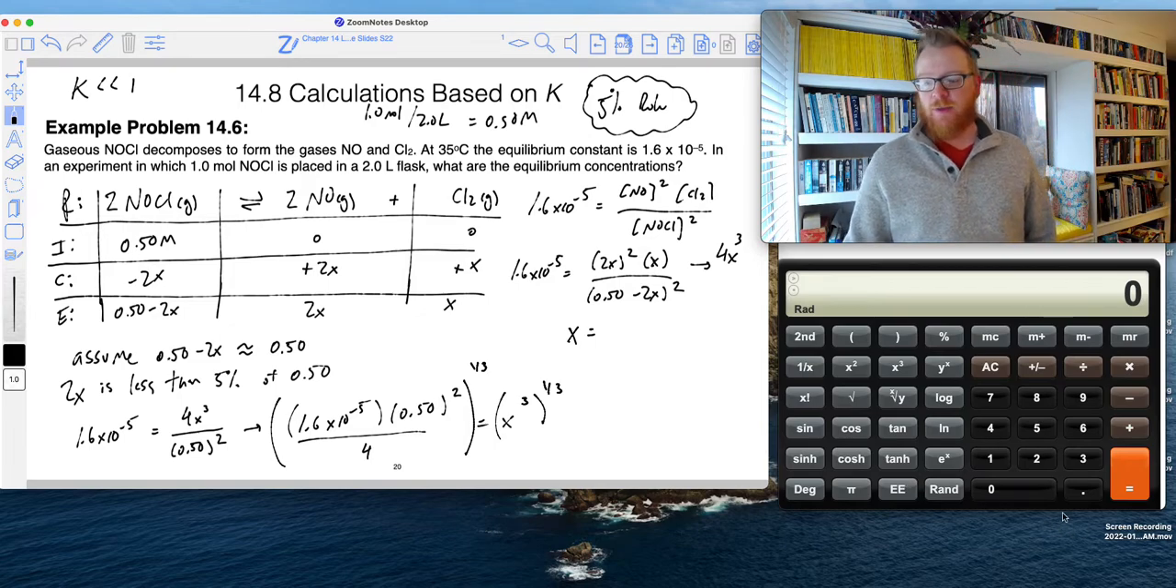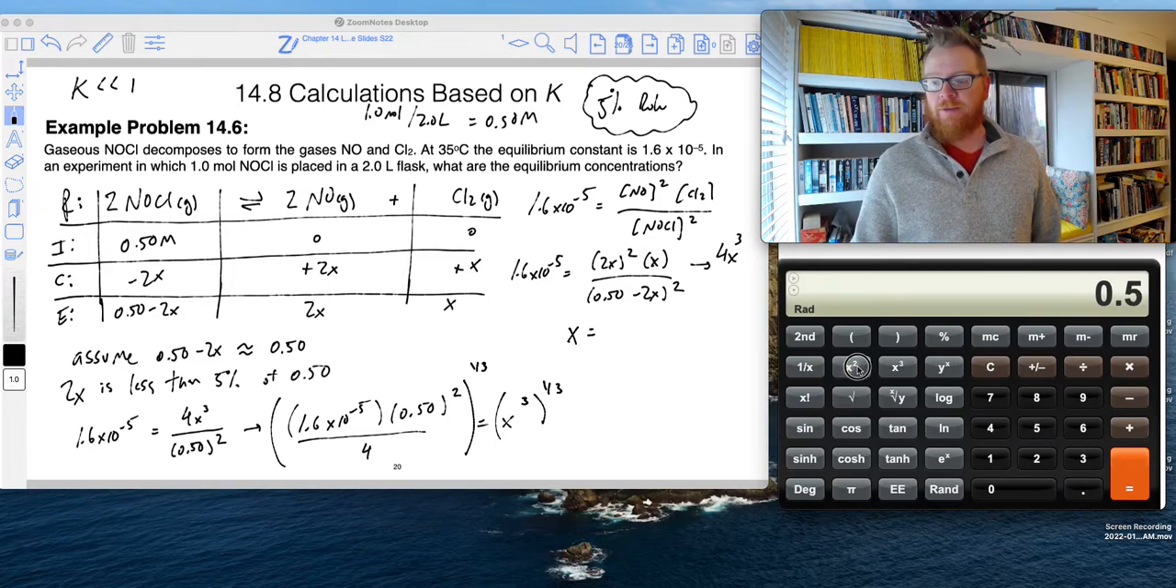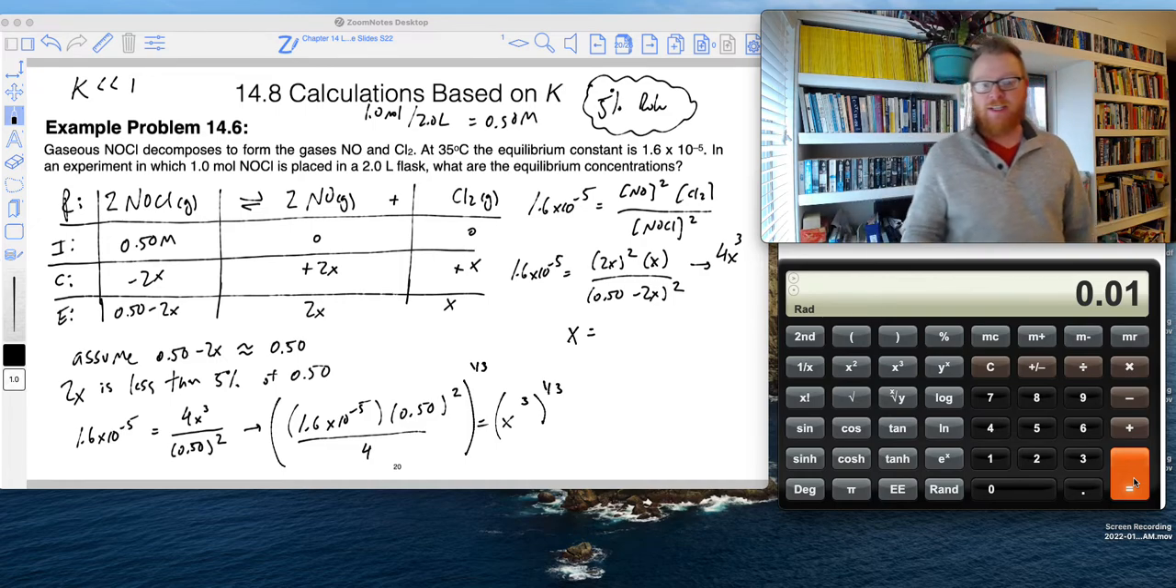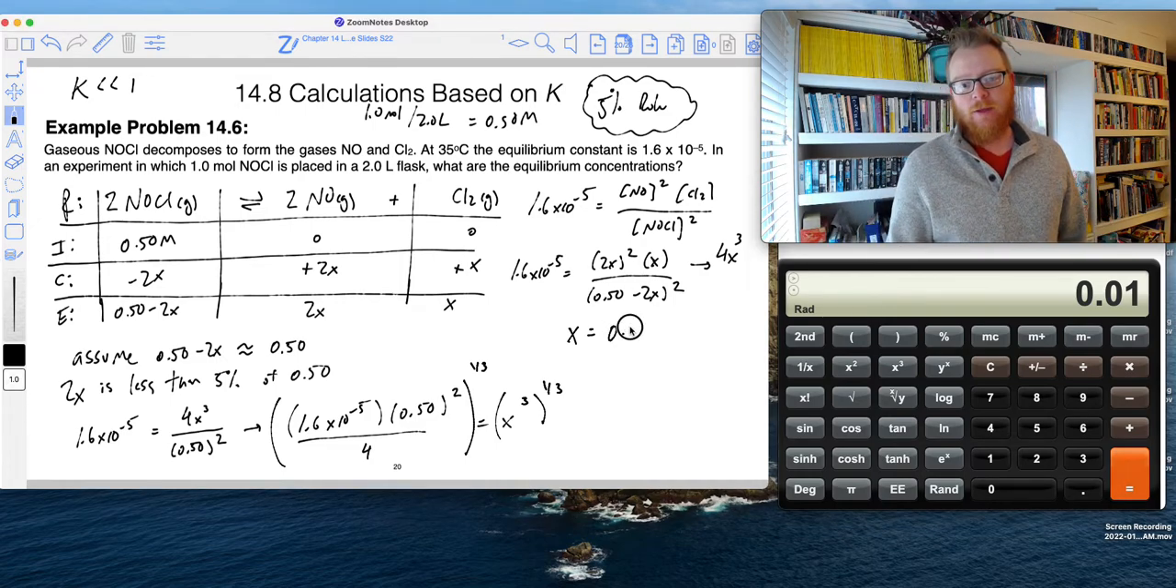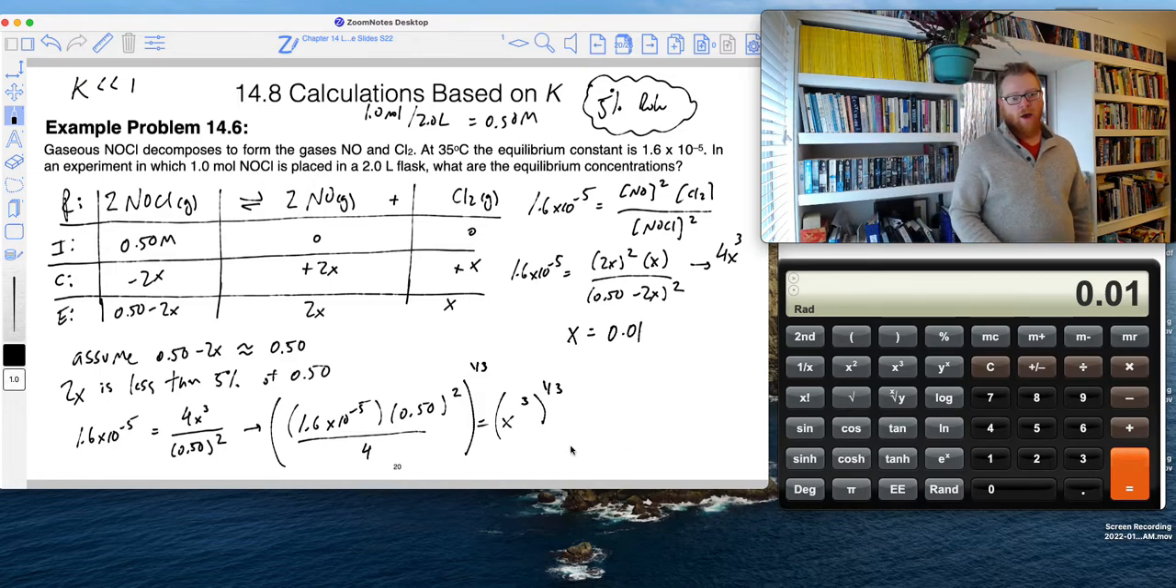So let's do that. That's going to be 0.5 squared times 1.6E minus 5, equals, and then divided by 4, equals, and then now I've got to take this to the 1/3 power. I can do that on this calculator with this button, 3, equals, and I get 0.01, and I'm confirming on my cheater notes that's the value of x. So x equals 0.01.